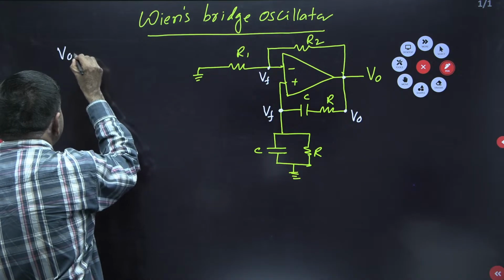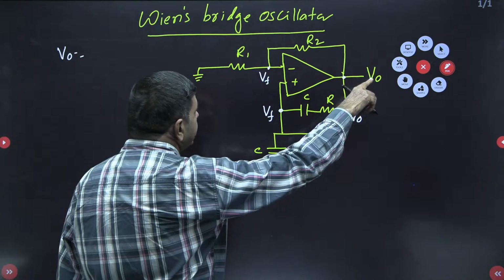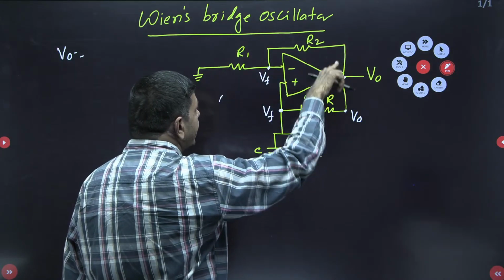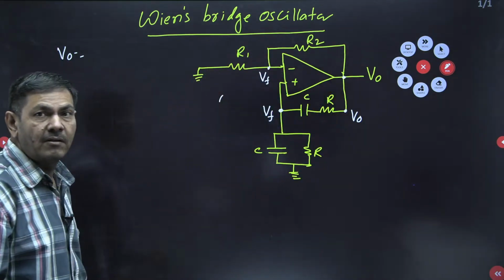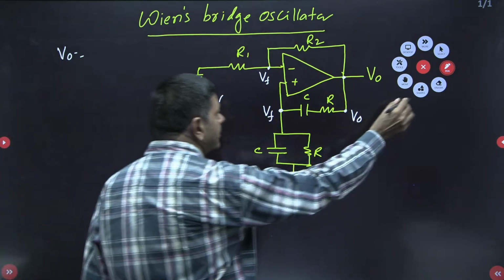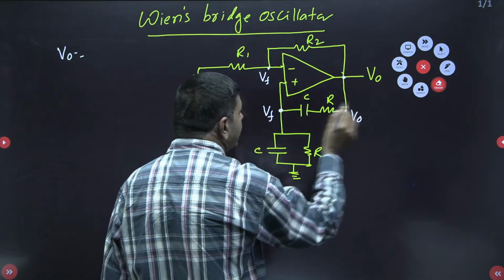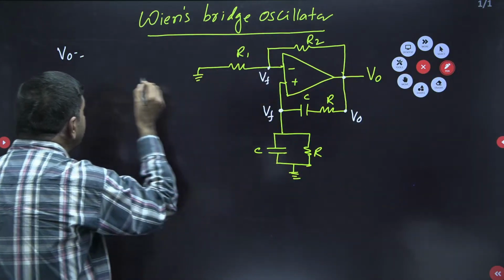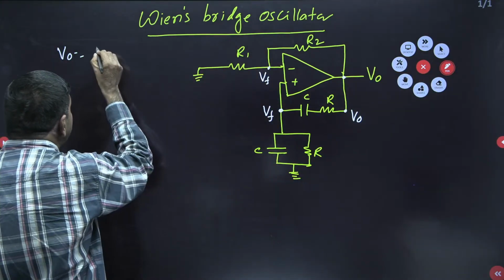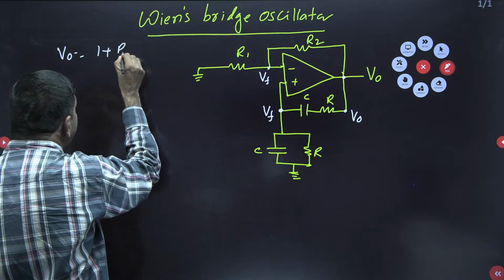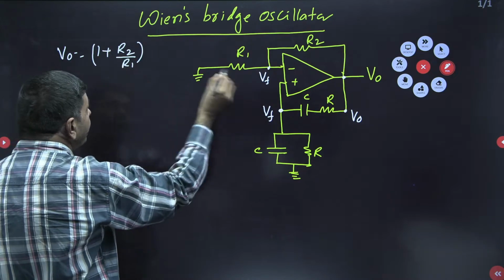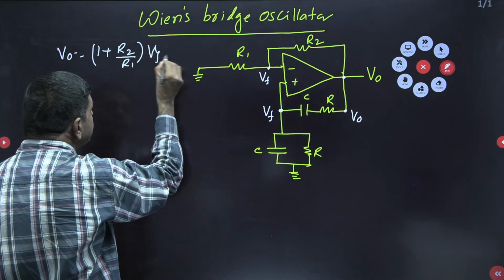V naught I can get by using this relation. It is a non-inverting operational amplifier at the top. By using that non-inverting operational amplifier, I will get V naught equal to 1 plus R2 by R1, as we know very well for a non-inverting op amp, into VF.